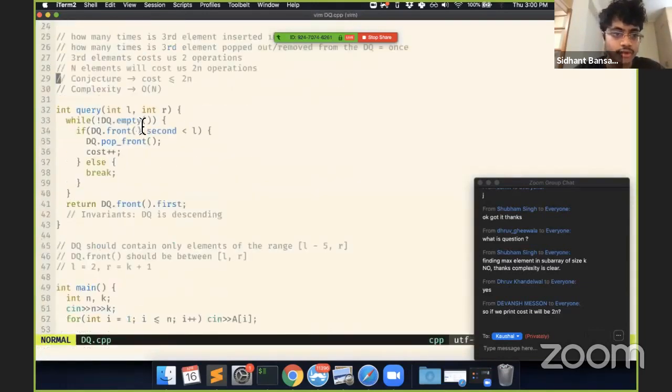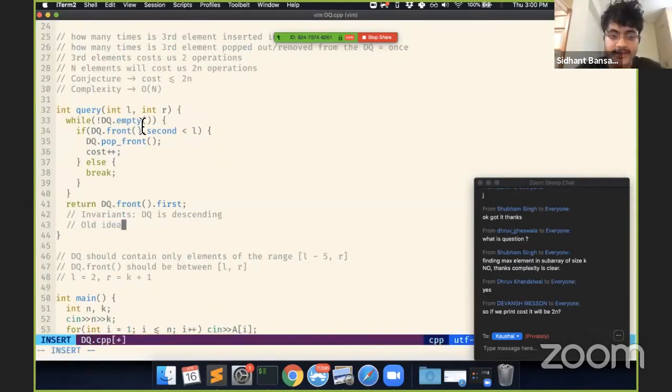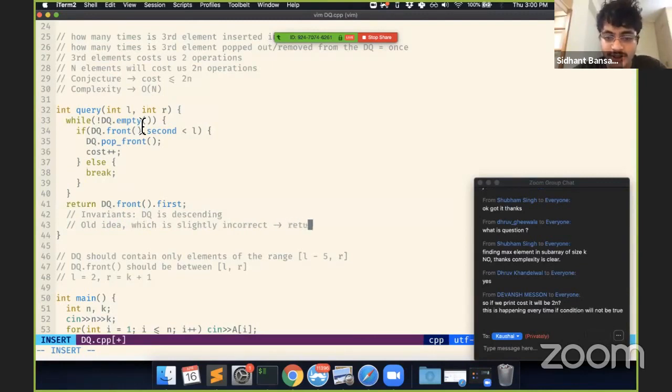Yeah, I'll just go through the query function again. So the invariant was that the DQ is descending. So the trivial idea, or the old idea, which is slightly incorrect, was to just return DQ.front.